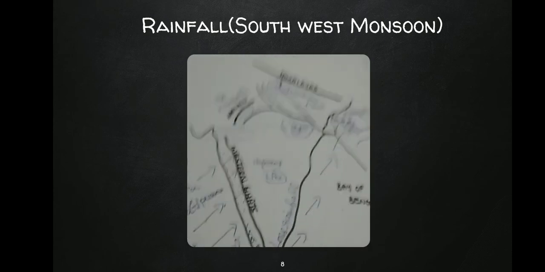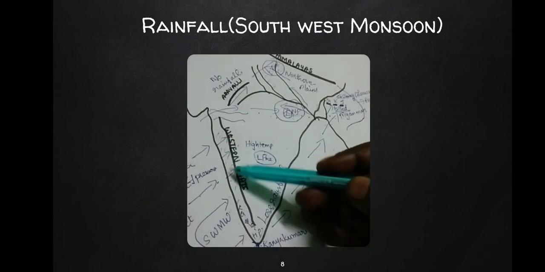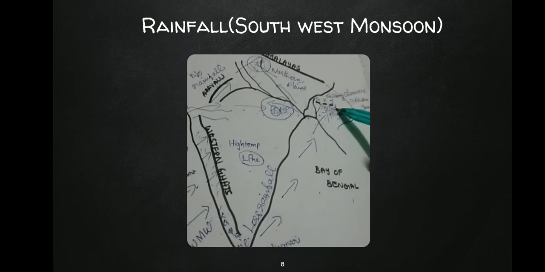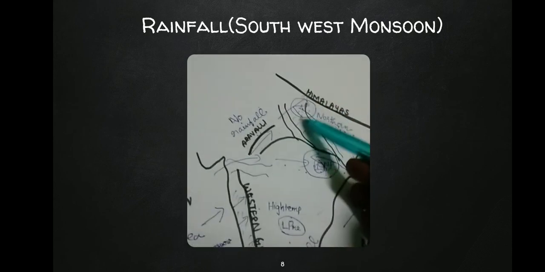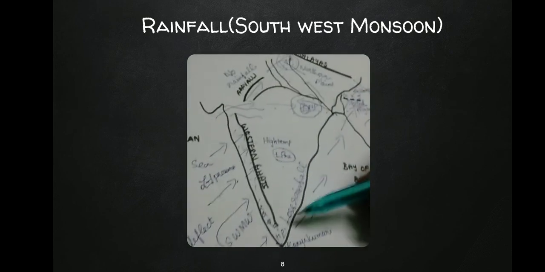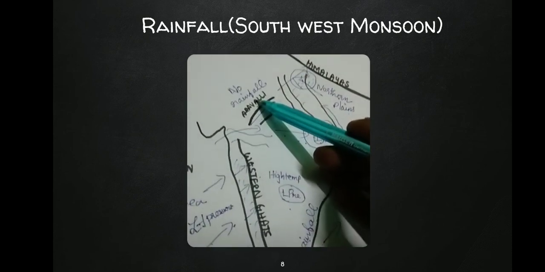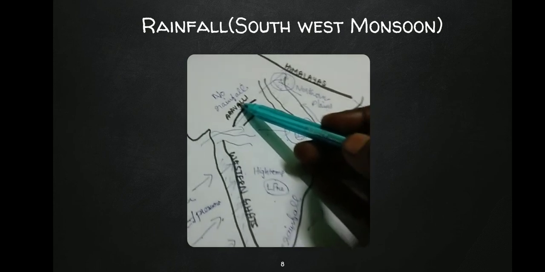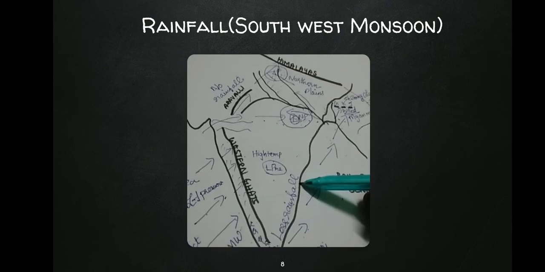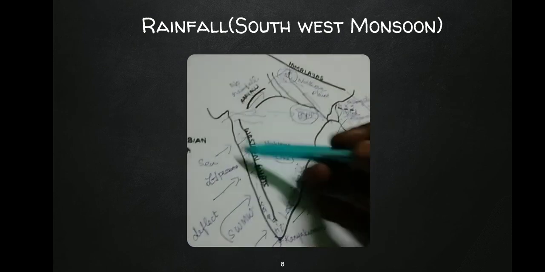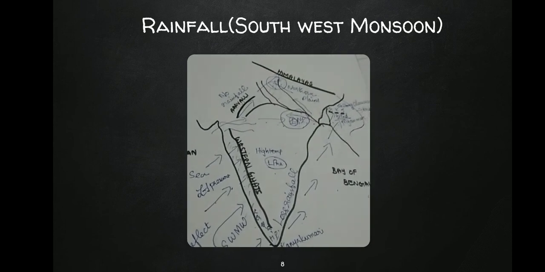So when we discuss the heavy rainfall regions, they are the western slopes of the Western Ghats, Purvachal hills, that is Khasi Jaintia hills, and the foothill of Himalayas. These are the heavy rainfall regions along with the Chota Nagpur plateau. The no rainfall region is beyond the Aravalli. The less rainfall region is the east coast. So this is the general rainfall pattern by southwest monsoon winds.